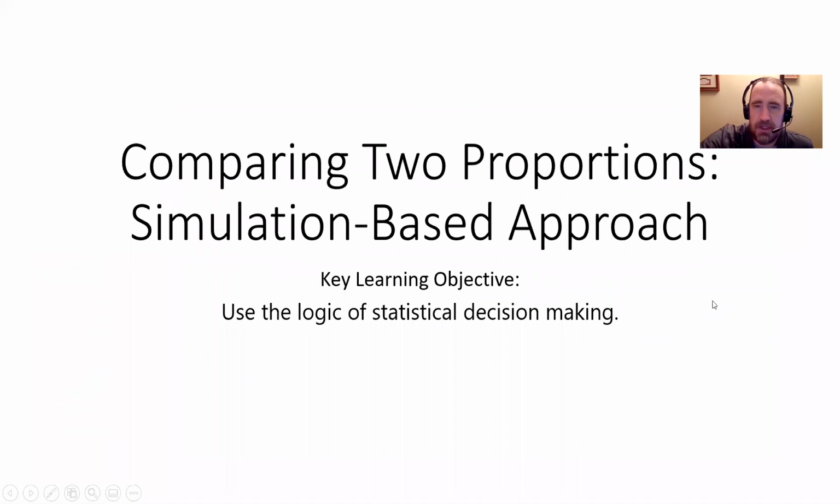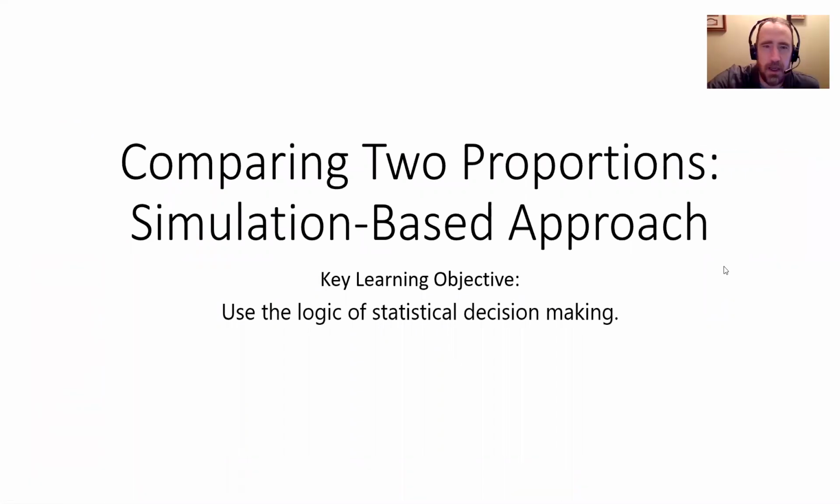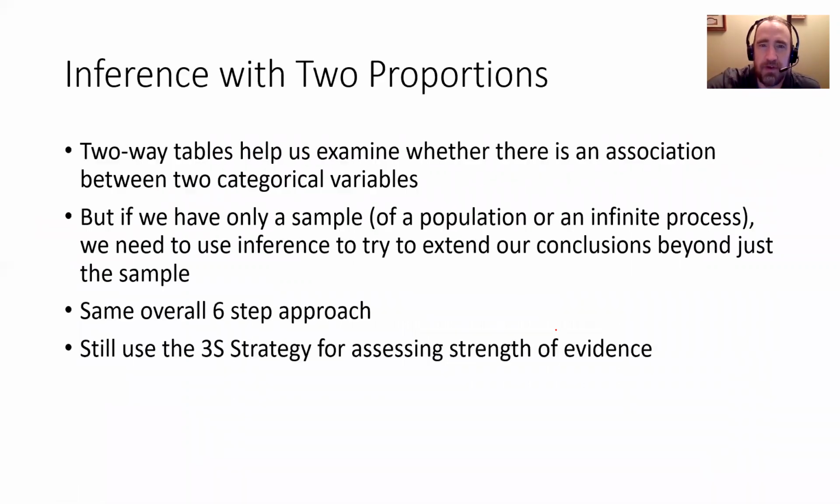Our key learning objective for this unit, and especially in this video, is thinking about using the logic of statistical decision making. So we're thinking about how we can do this statistical decision making of inferential procedures in this scenario where we have two categorical variables. So, inference with two proportions.